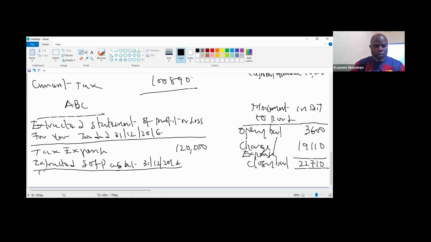Or say current liability. Current tax, how much is our current tax? That is 100,890. I will now say non-current liability, the deferred tax, 22,710. But it does not request for this. That is that. Any question from me?